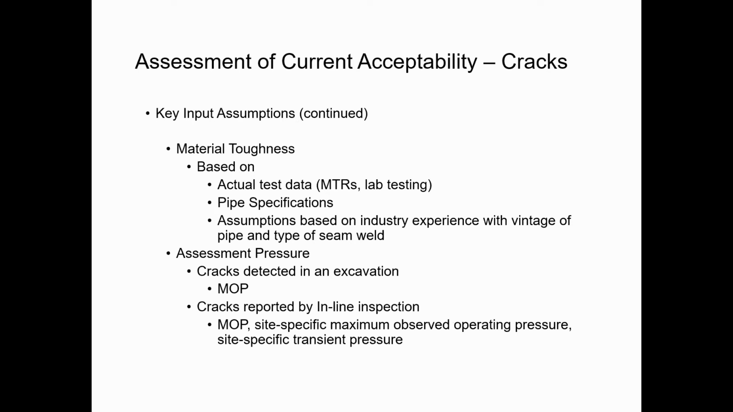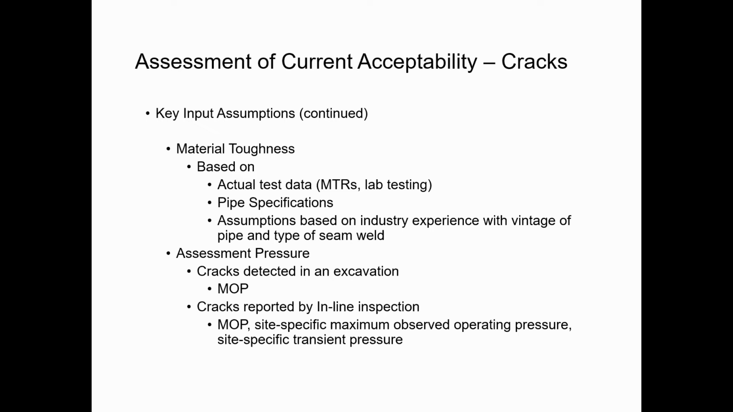Some other key assumptions that come up, obviously, for cracks is the material toughness. It has a huge impact on the tolerable defect size. Ideally, if you had actual test data, whether that be from mill test certificates or lab testing of a given pipeline, if it's more recent pipe and you have your pipe specifications or the CSA pipe specifications that they were ordered to, that would be helpful. If you have information on similar lines, you could use that, or assumptions based on industry experience with vintage of pipe and type of seam weld. There's obviously a number of papers out there where companies publish what input properties they use for assessment. So it's just trying to find something that most closely represents your specific pipeline given its vintage and the type of seam weld that it has.